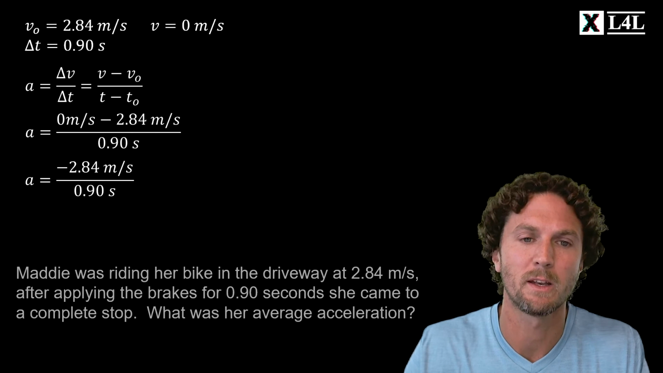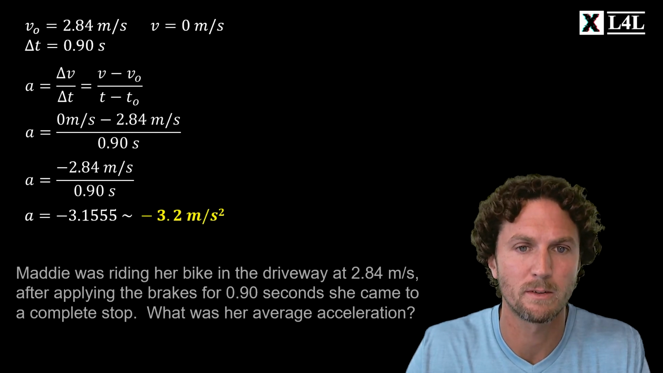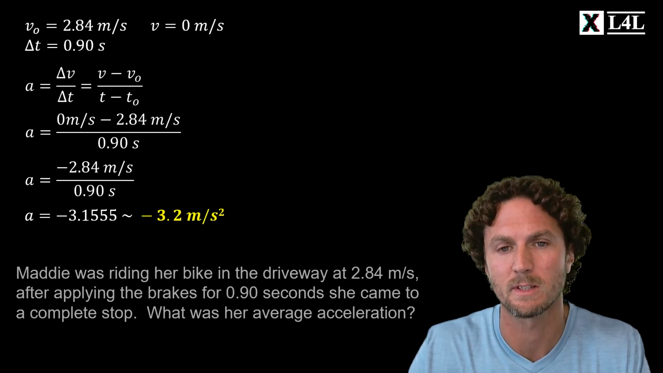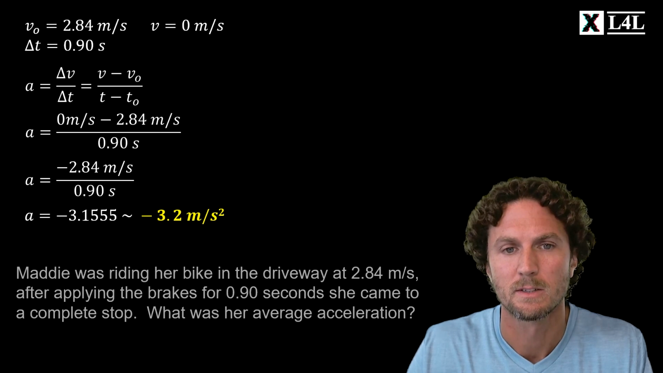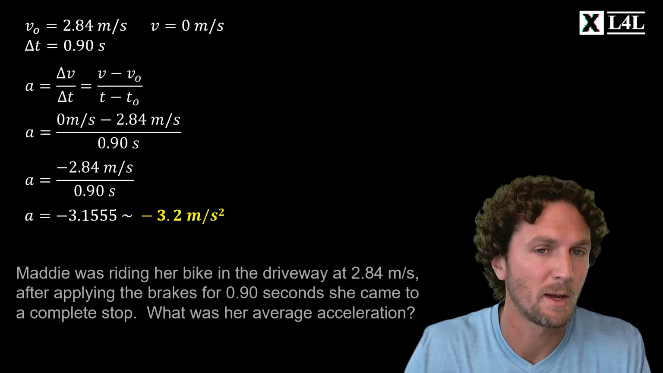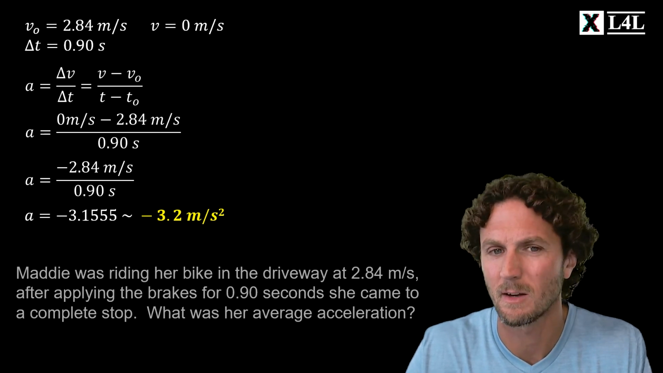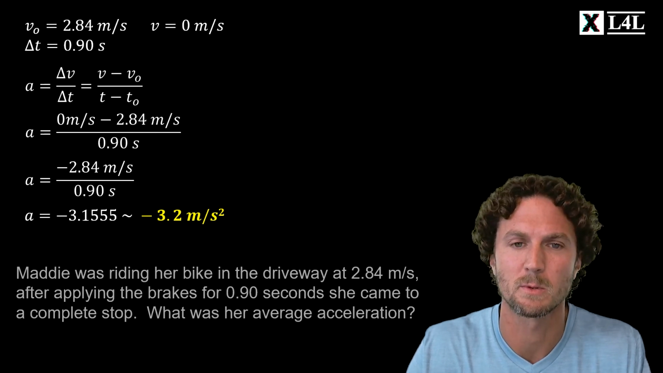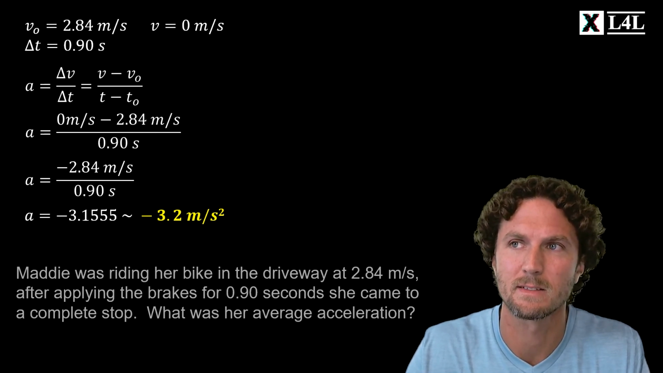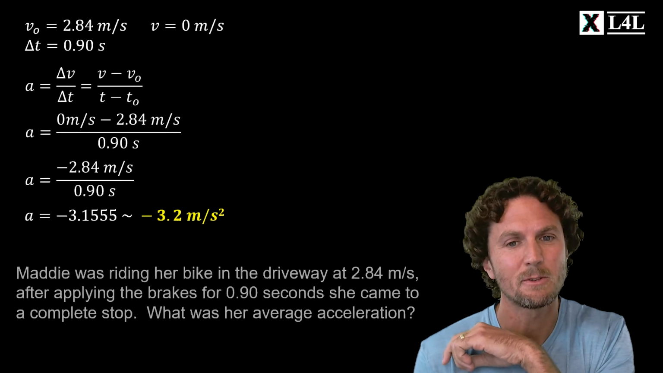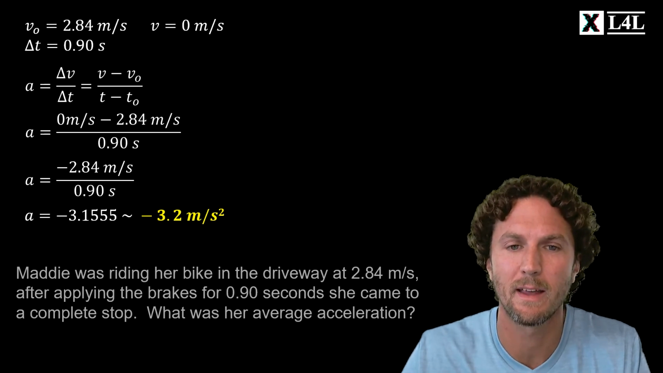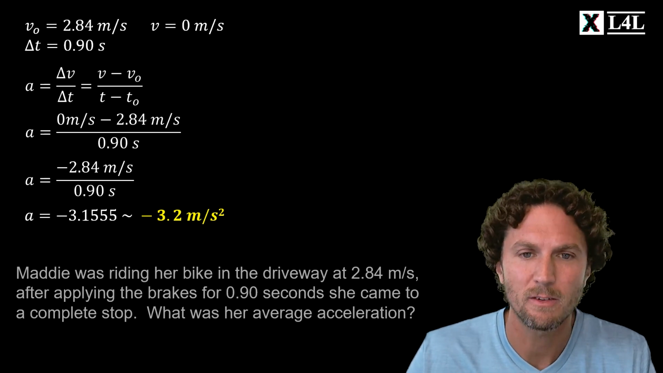Still doing the math, we end up with negative 3.2 meters per second squared using significant figures. So the first time we had 3.2 meters per second squared. This time we have negative 3.2 meters per second squared. Does that make sense? Well, she came to a stop. She was actually slowing down. She was traveling to the right.